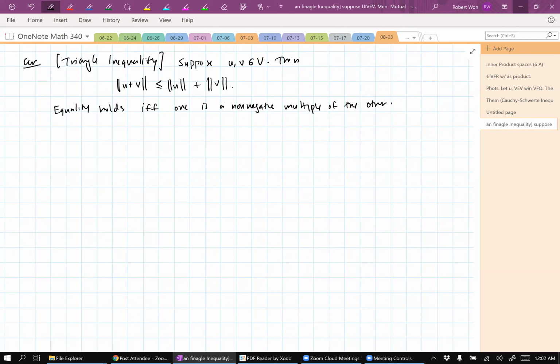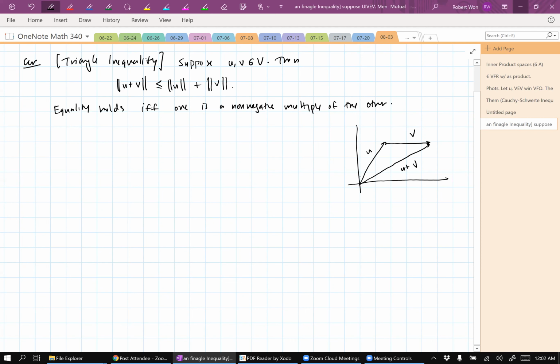What's the picture here? Maybe this time I should actually try to draw a triangle. Here's u. I'm going to move v over here so that it's clear what we're talking about. Here's v. This vector is u plus v. And so I've translated v from the origin, but that's fine. You should be used to adding vectors like this, right?